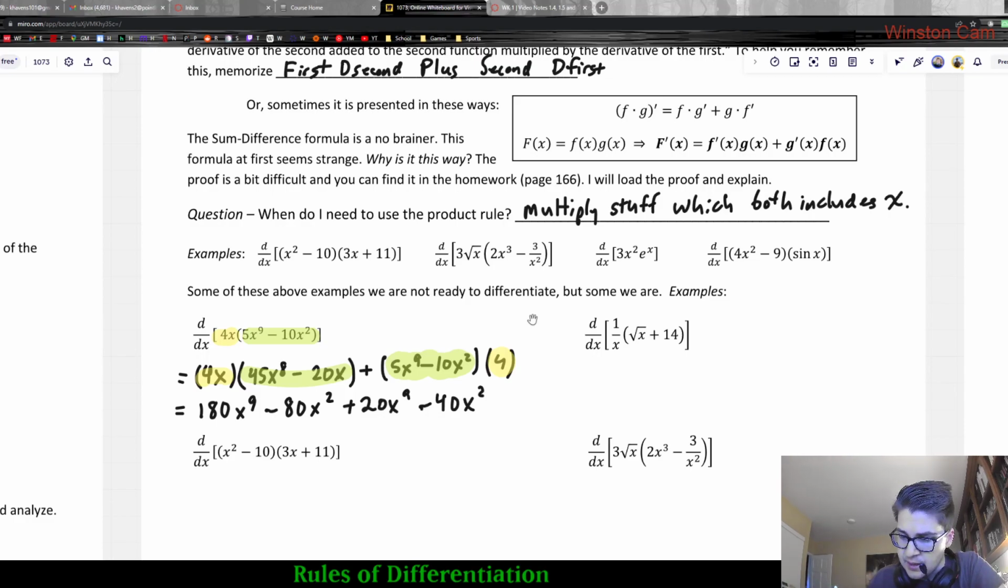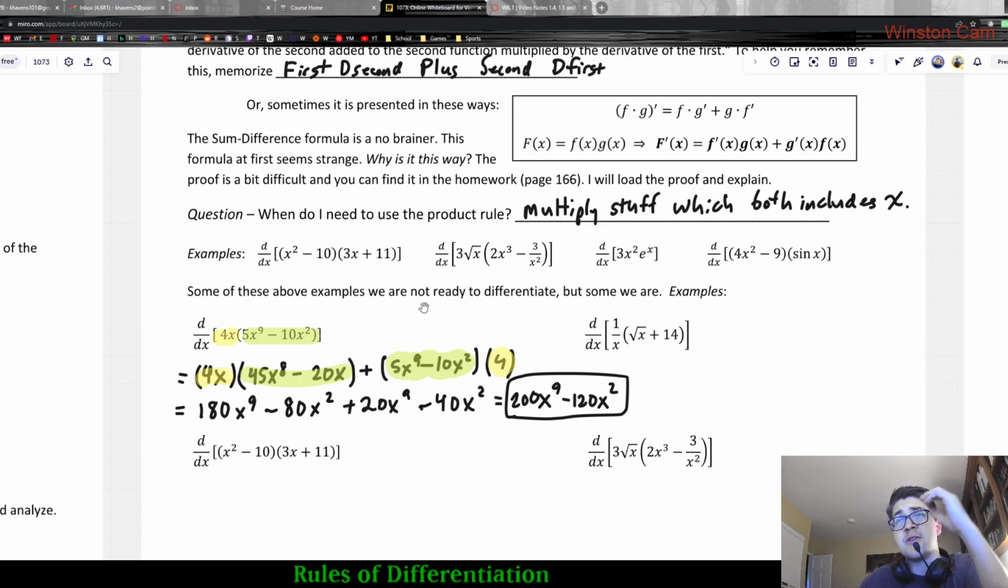So if we combine like terms, that's going to give us, well, 180 plus 20 is 200 x to the 9th. And negative 80 minus 40 is negative 120 x squared. And this is our derivative. And before we move on, because that's our first example of using the product rule, and really that's all there is to it: if you have a product, use first-prime second plus second-prime first.